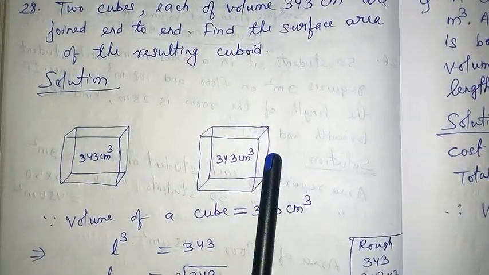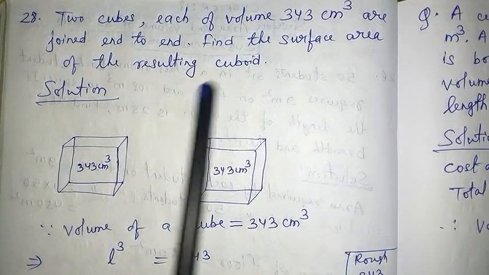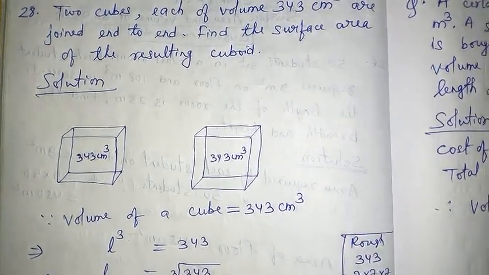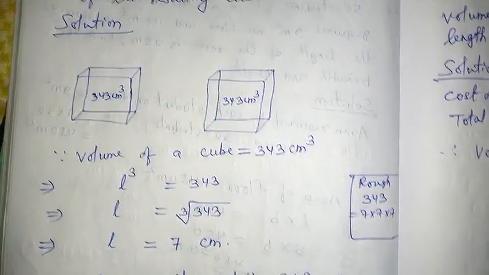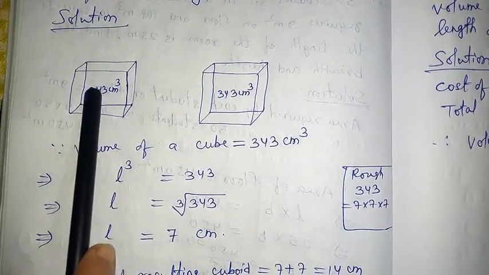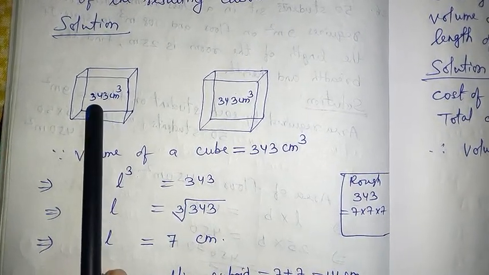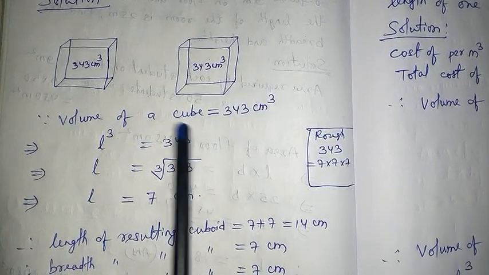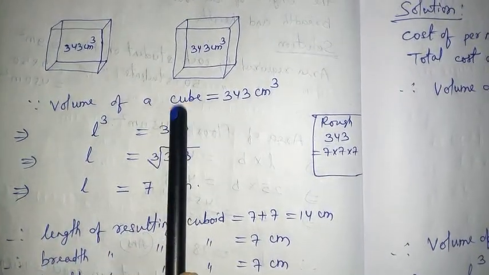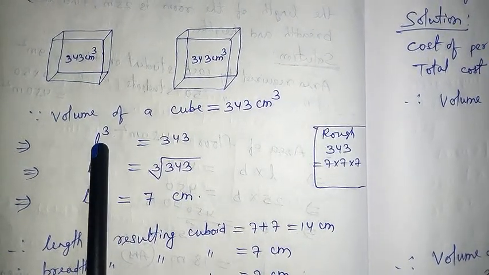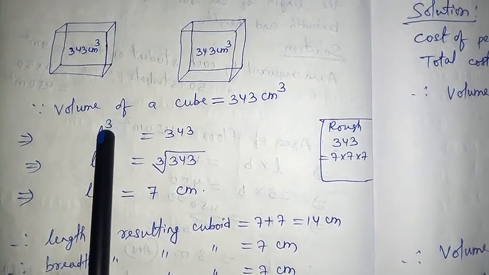Both are the same and they are joined, and then a cuboid is formed. You have to find the area of the cuboid. Just like yesterday's question, but yesterday the side of a cube was given, while today the volume of a cube is given. So I can write, volume of a cube equals 343 centimeter cube. Volume is found with the help of L cube, L into L into L.